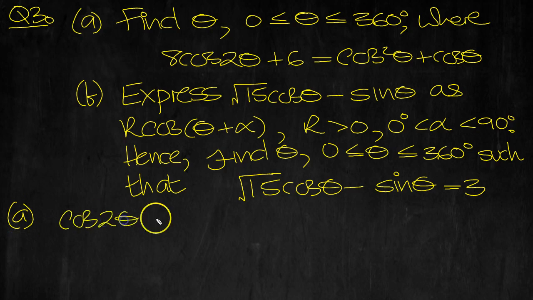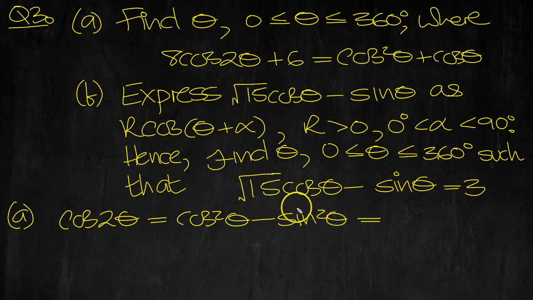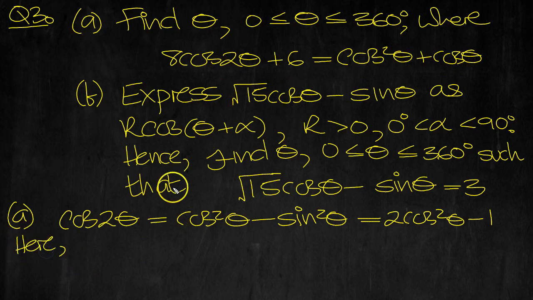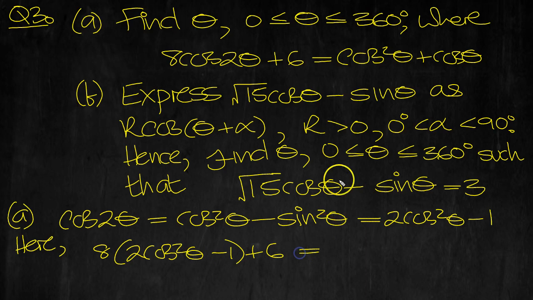Cosine 2 theta is equal to cosine squared theta minus sine squared. And when we replace the sine squared, we see that it's going to be 2 cos squared minus 1, isn't it? And we need that in here because we've got cos squared and cos, and we can have a quadratic. So here then, let's put it in. 8 lots of this plus 6 is equal to cos squared plus cos.